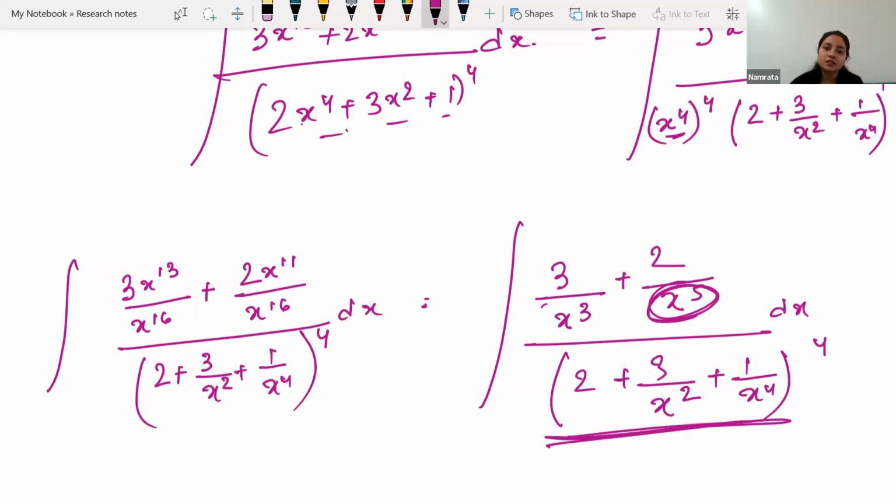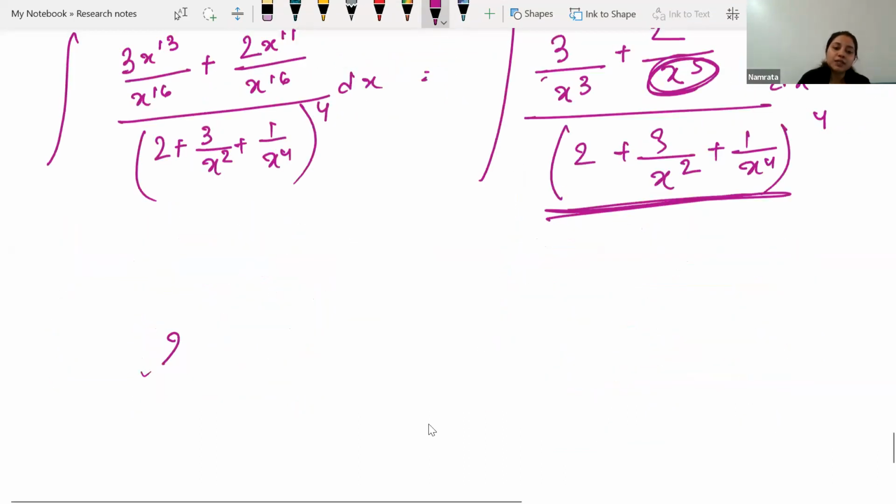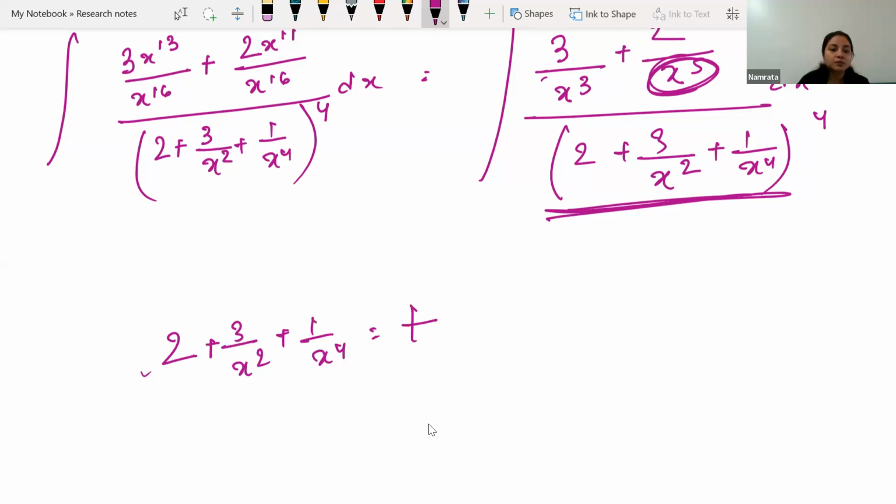Let's take it as a substitution. So 2 plus 3 by x square plus 1 by x to the power 4 equals t. Differentiating, 2 becomes 0, this becomes minus 2 by x cube, and 3 is already there, so minus 6 by x cube. Here it will be minus 4 by x to the power 5. That dx equals dt.